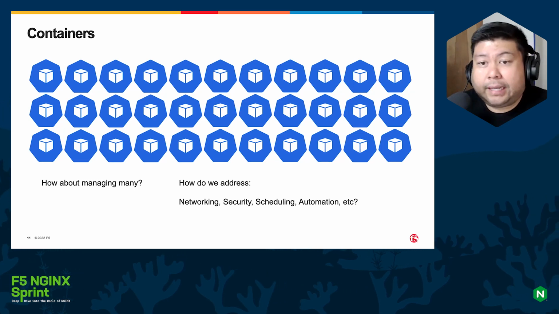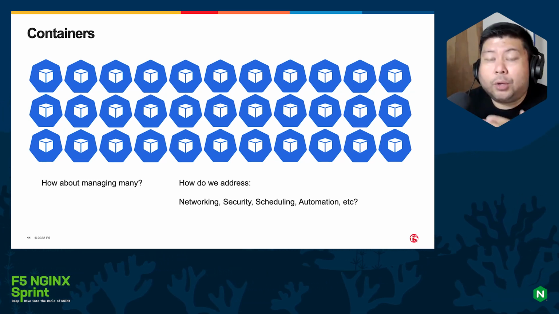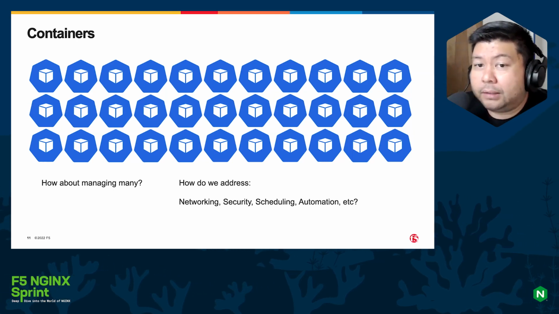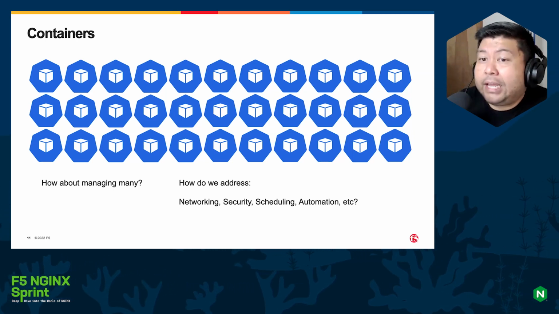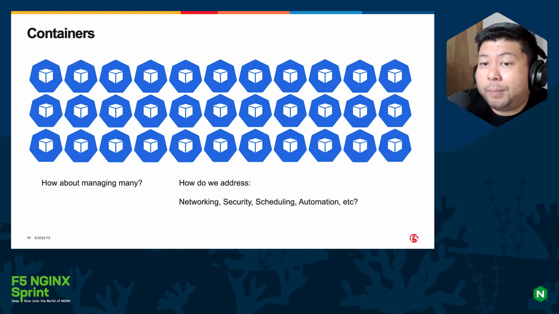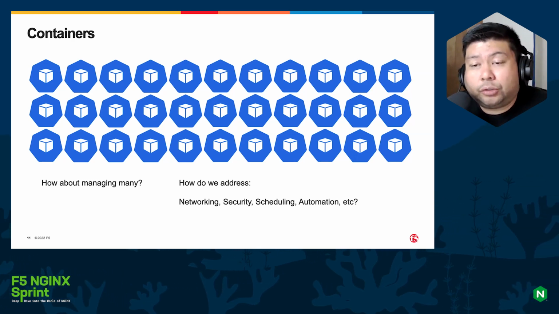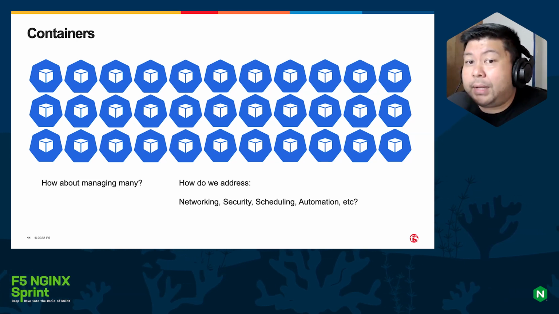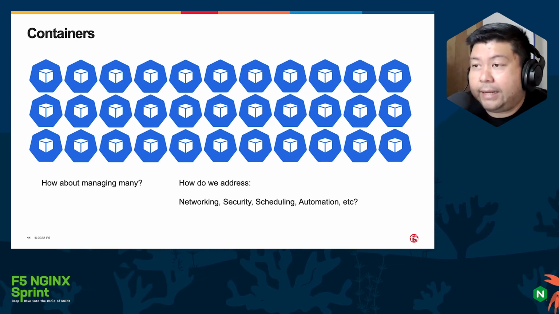How do you schedule containers? How do you run containers in US East 1? How do you make sure Windows containers run on Windows worker nodes? What if a container needs a GPU? How do you make sure that a container is scheduled or runs on a virtual machine with a GPU? And how do we automate this? How do we do this at scale?